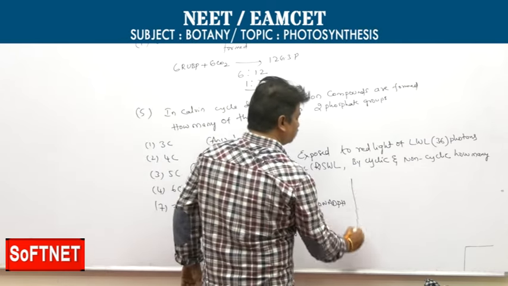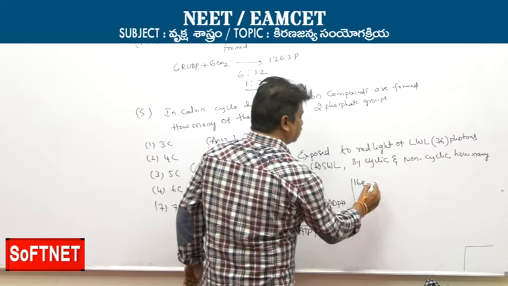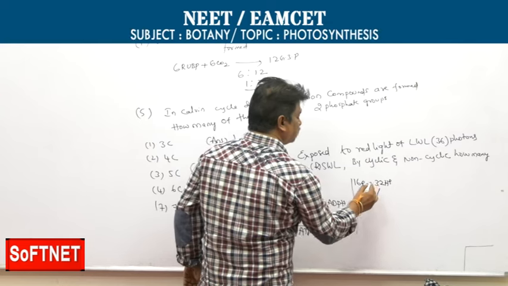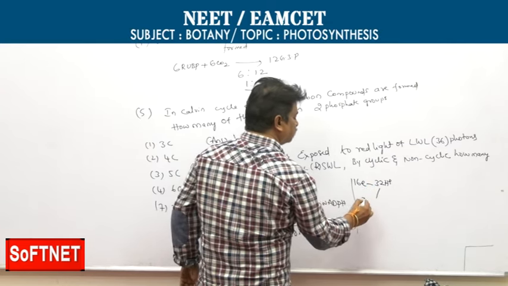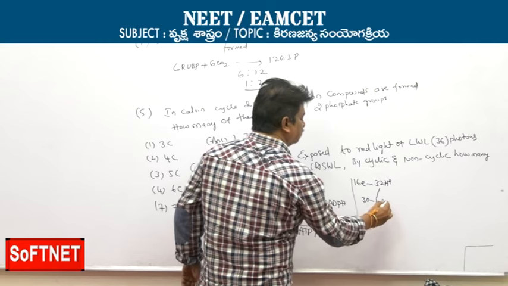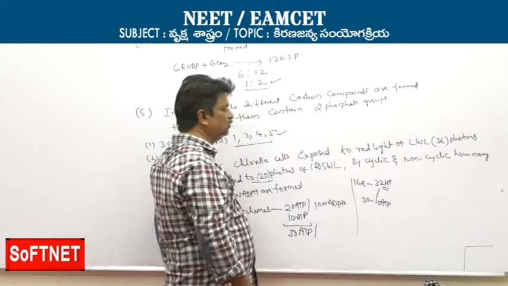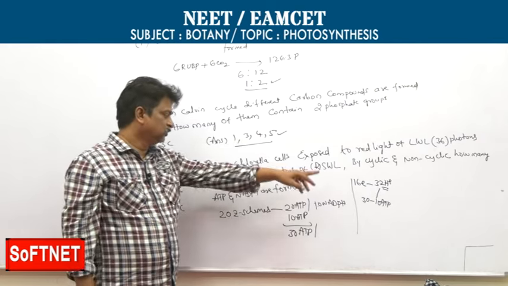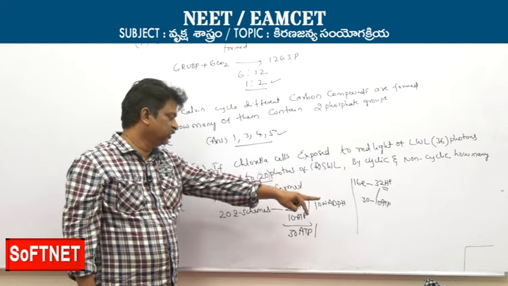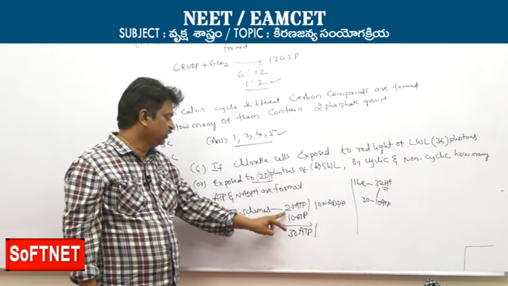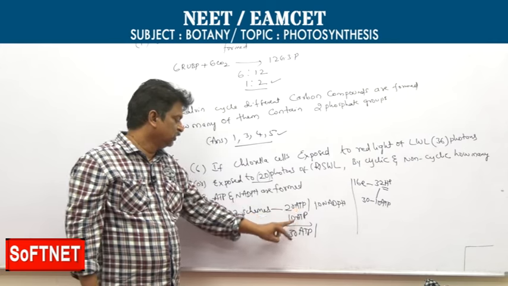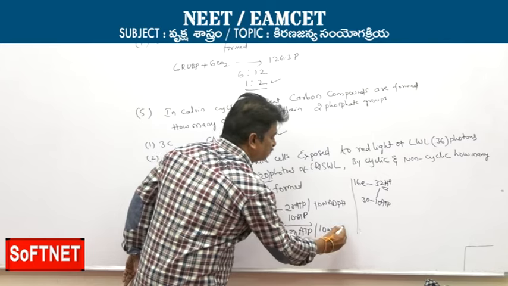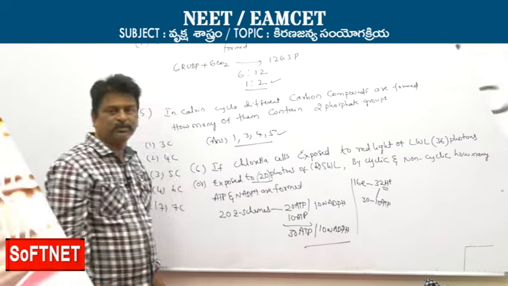16 photons of light means 16 electrons. 16 electrons means 32 protons. 32 protons means 30 protons usable. These 30 protons give 10 ATP. Extra how many? 2 protons. These 2 protons cannot give ATP. So, cyclic gives 10 ATP, non-cyclic gives 20 ATP. So, total 30 ATP and how many NADPH? 10 NADPH.